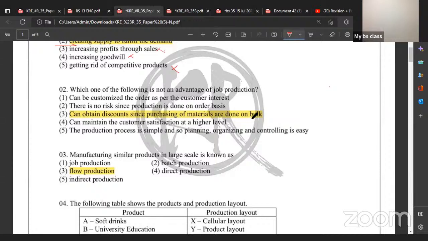Now, when you say it's not an advantage, obviously that, okay, let's see the options provided. Can we customize the order as per the customer's interest? It is one of a good advantage, right? Now, job production is one-to-one production.